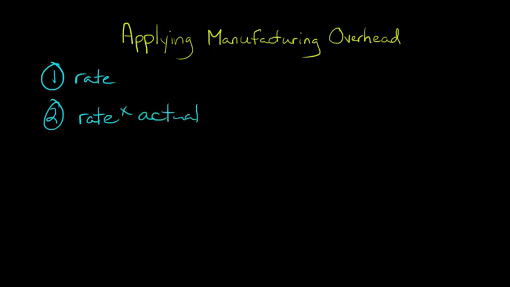In this video, we're going to discuss how to apply manufacturing overhead. So the first thing we're going to need to know is our predetermined rate. And then once we have that predetermined rate, we'll take that rate and multiply it by the actual activity level. And this is going to make a little bit more sense in the context of an example. So let's just walk through this.